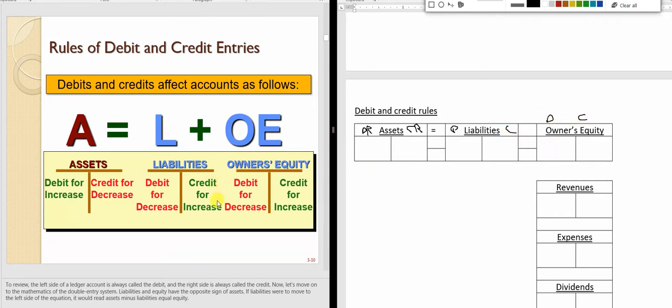All right, so assets, if you can remember, the assets are increased on the debit side. So assets are increased over here, which means they're decreased over here. So if I get cash, I put it on the debit side. If I get land, I put it on the debit side.